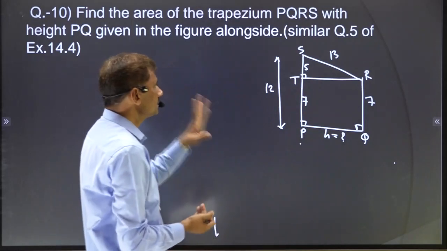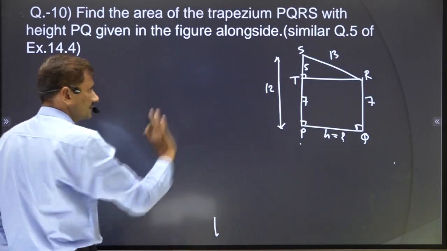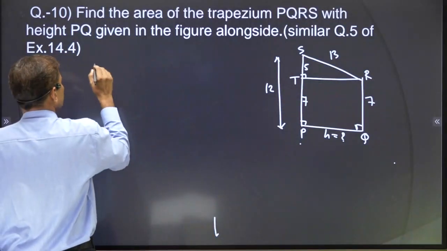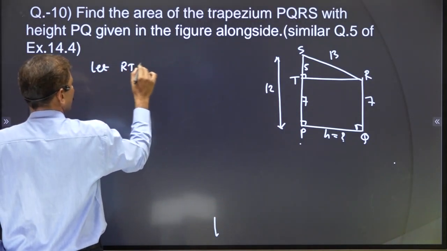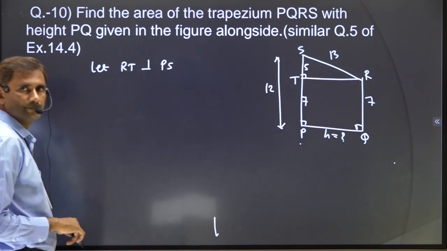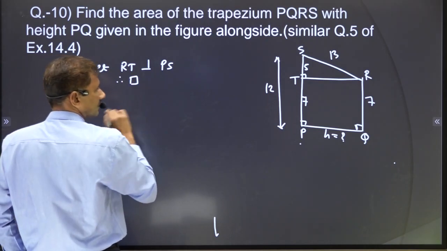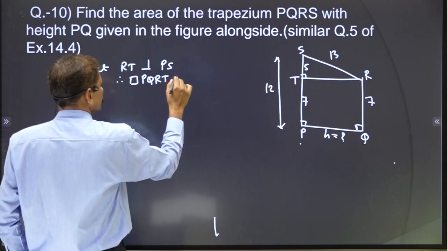Okay, so now it is given, but we constructed something extra here. The figure is given. So let RT be perpendicular to PS. Okay, so quadrilateral PQRT is a rectangle.